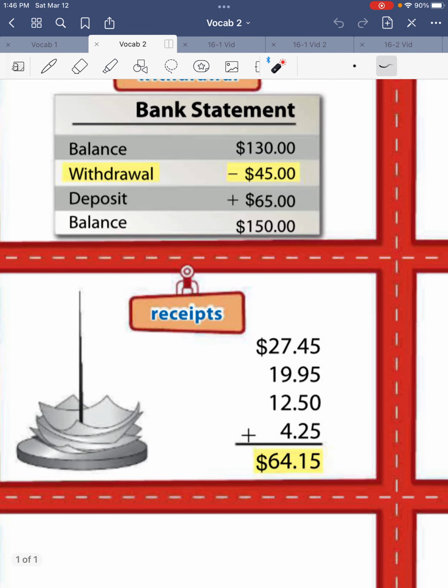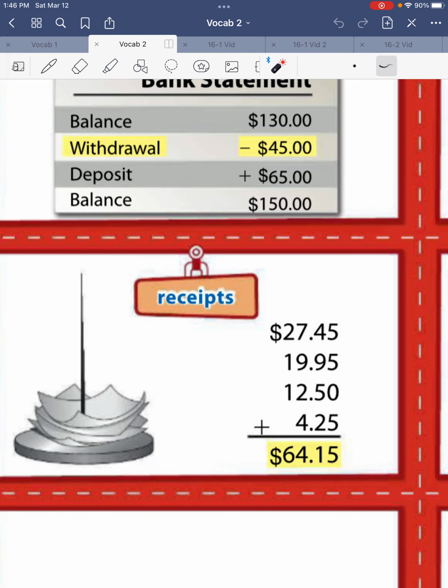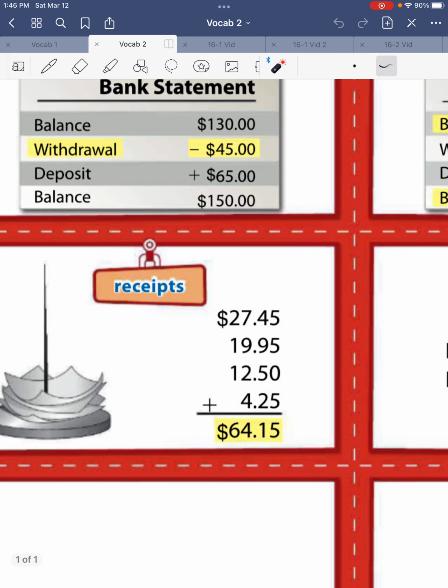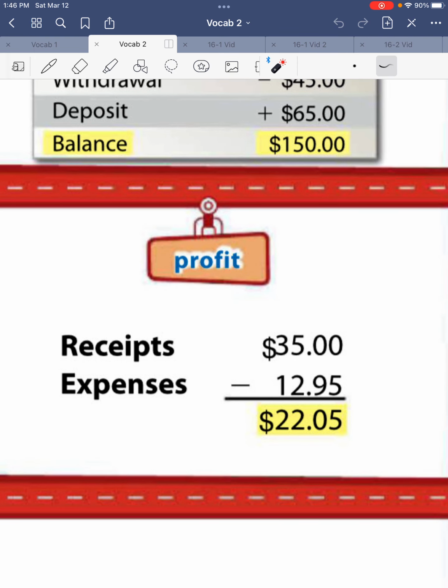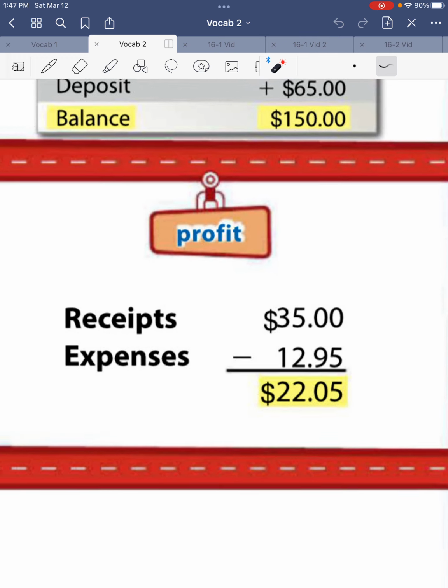Okay. Next, we have receipts. So receipts are just the total money taken in. So every time you buy something, you get a receipt saying how much you bought, okay? And the next one is profit. So profit is the difference between expenses and receipts. Profit's a little bit difficult. Profit is the money gained from a sale after expenses.